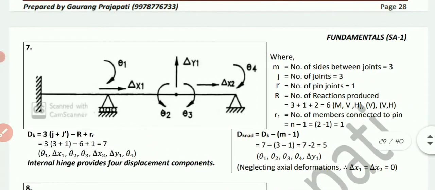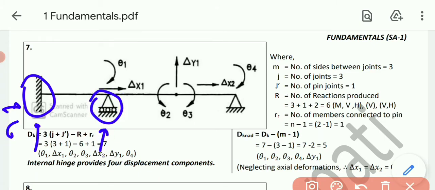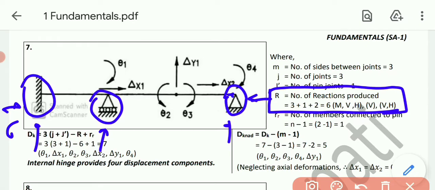Then example number 7, this one. In this one, as a fixed support is there, vertical, horizontal, moment. In this one, vertical, hinge support, so vertical and horizontal. So ultimately capital R will be 3 plus 1 plus 2. So the remaining one will be DK. Over here no displacement. In roller support rotation and horizontal displacement are produced. Then in this one again hinge support, so only rotation is produced.